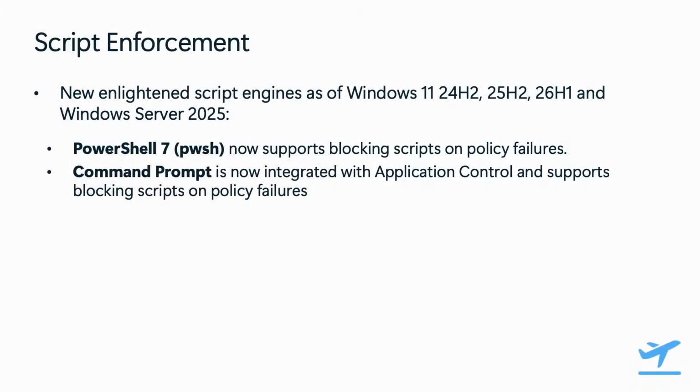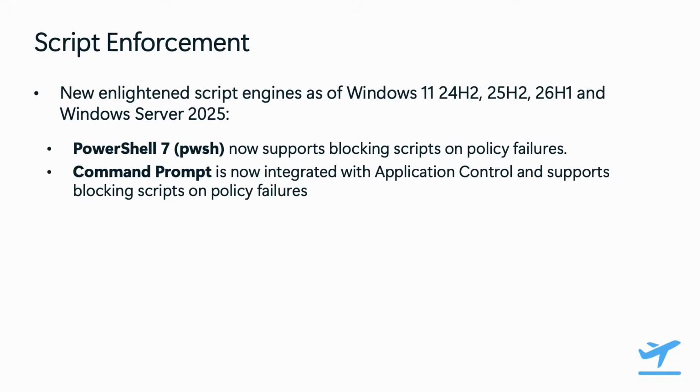One of the biggest changes we're excited to announce is the improved script enforcement experience in App Control. App Control has had enlightened script host support for years, PowerShell 5 and some other inbox script hosts, but the experience has been disconnected and frustrating for our partners, with some disabling script enforcement altogether. As of Windows 11 24H2 and Server 2025, we have two new script hosts integrating with App Control. This new experience is also supported on Windows 11 25H2 and 26H1 as well.